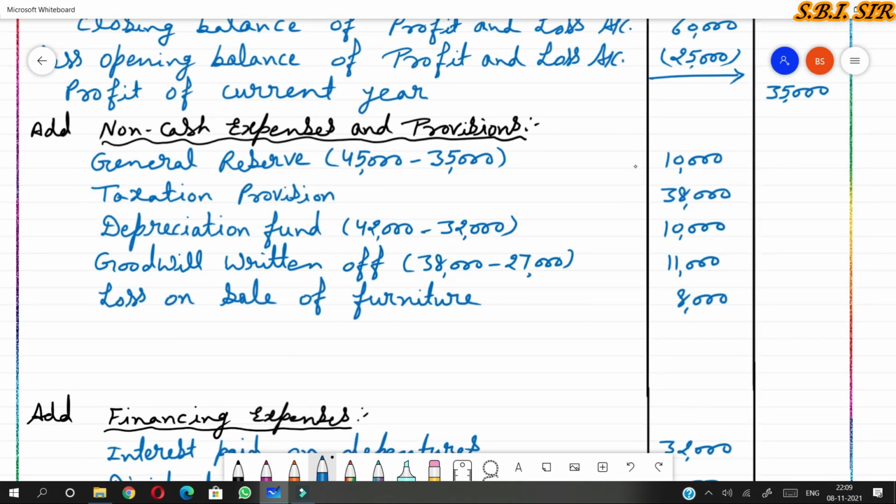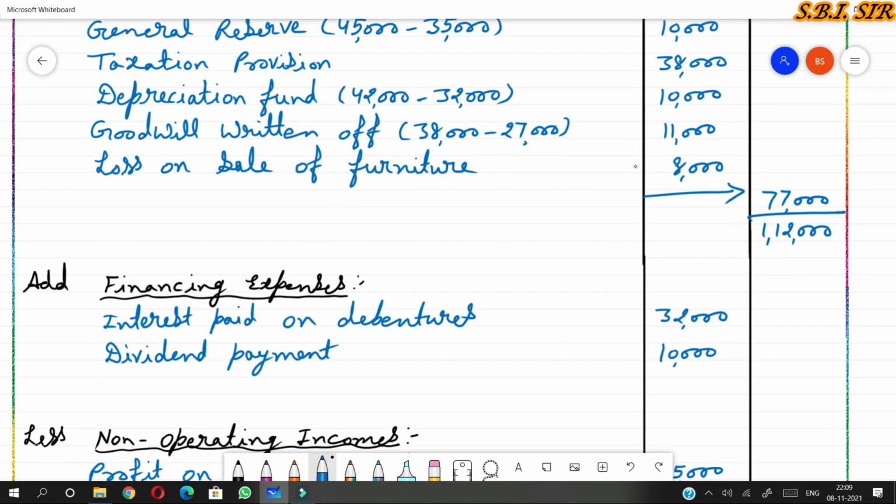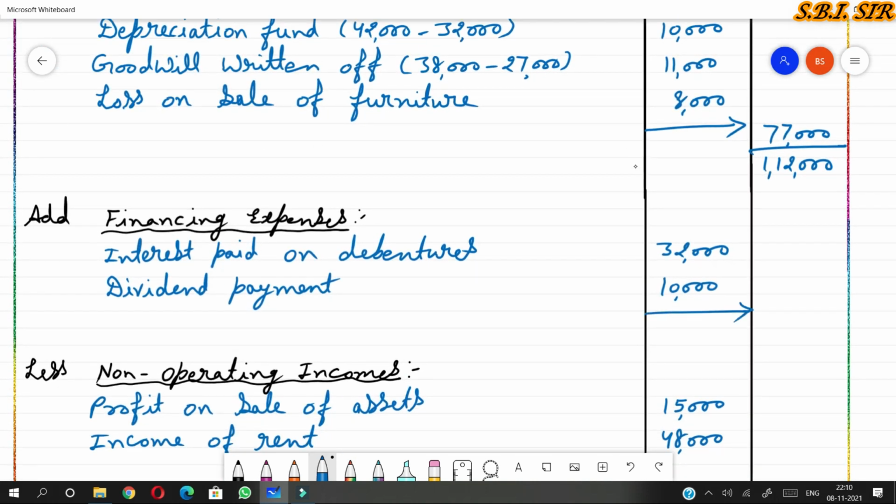Then we will make the total: 10,000 plus 38,000 plus 10,000 plus 11,000 plus 8,000. We will get 77,000. 35,000 plus 77,000, we will get 1,12,000. Then we will make the total of financing expenses: 32,000 plus 10,000, we will get 42,000. 1,12,000 plus 42,000, we will get 1,54,000.